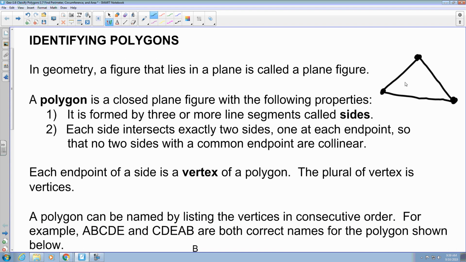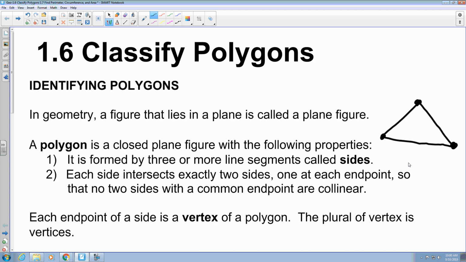Each endpoint of a side is a vertex, kind of like what we talked about with angles in 1.4, and the plural term for vertex is vertices. So anytime we're trying to look at polygons, there's some things that we have to keep in mind. What doesn't constitute a polygon? I would say there's about three things.